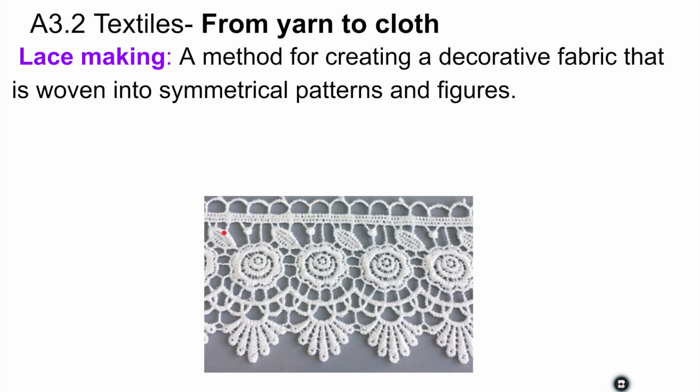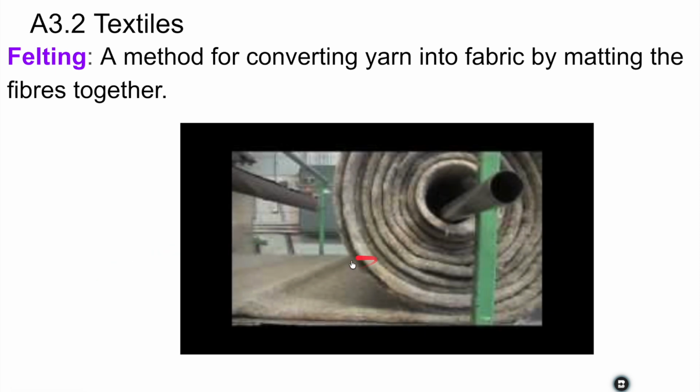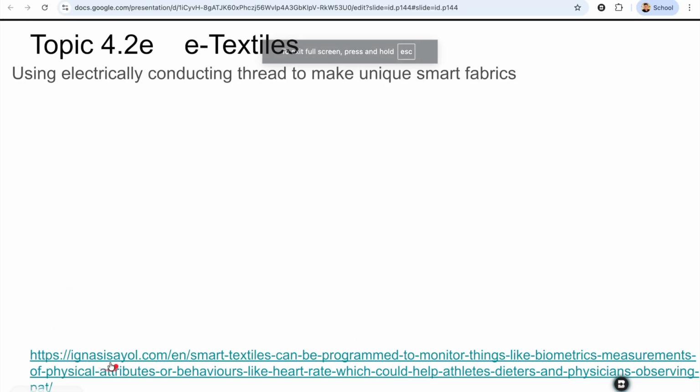Another method of creating fabric is lace making, and this is used for decorative fabric, and it's woven into symmetrical patterns and figures. Felting is when you convert yarn into fabric by matting the fibers together. And again, you can watch this video. It'll show you how felting works. E-textiles use electrically conducting thread to make unique and smart fabrics. And you can watch this video here and it'll show you some e-textiles.